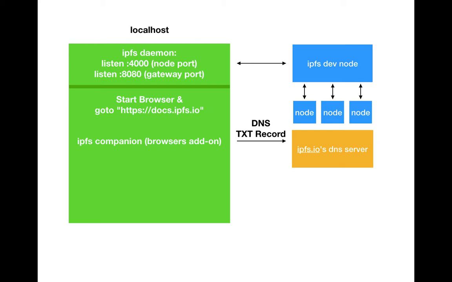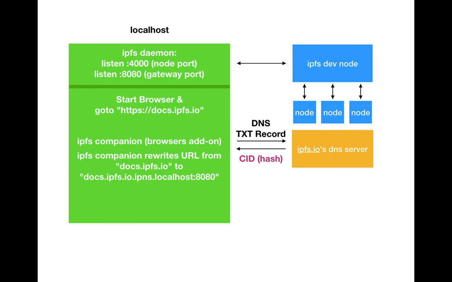The browser add-on checks the URL by sending a DNS text query to ipfs.io's name server to see whether there is a CID source there. Then the DNS server returns the CID. Now the browser add-on knows this site is IPFS enabled.